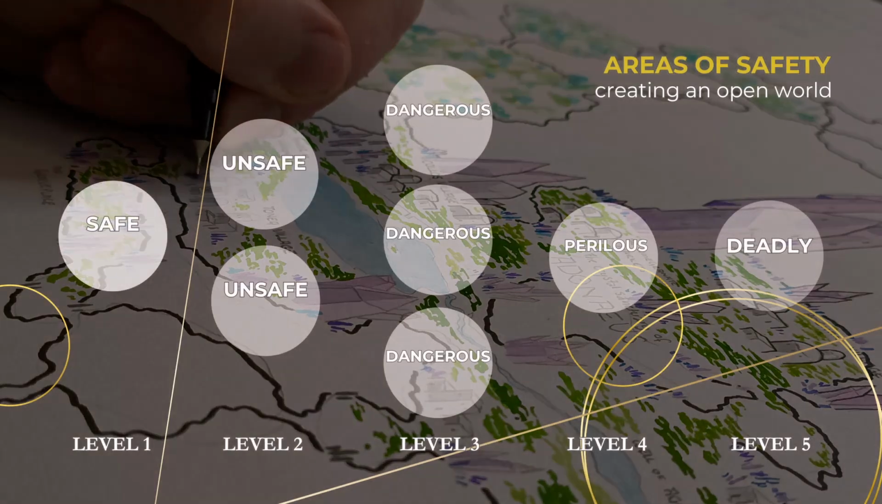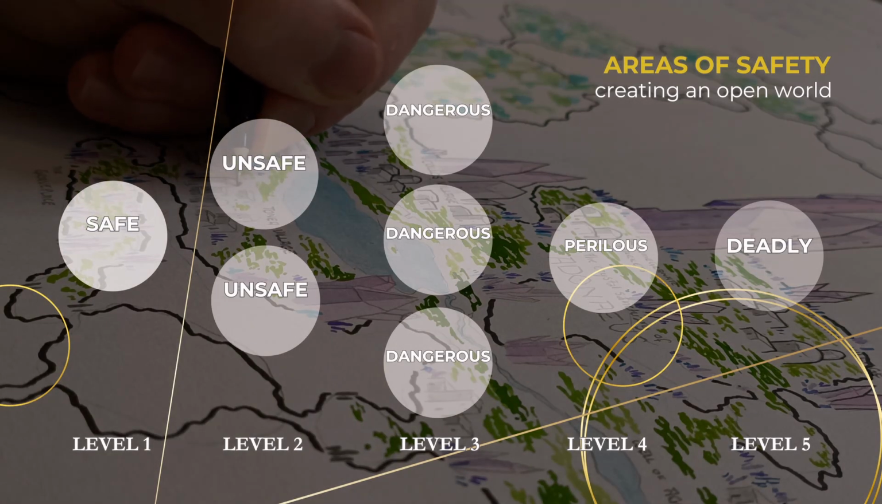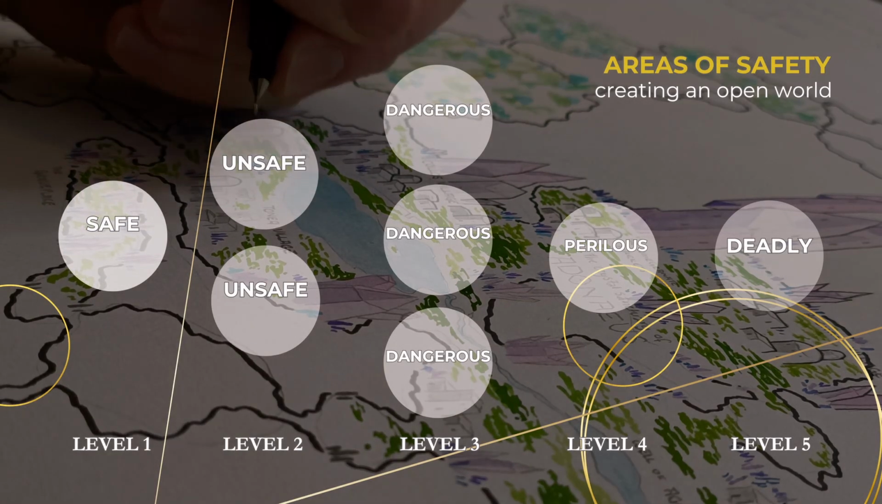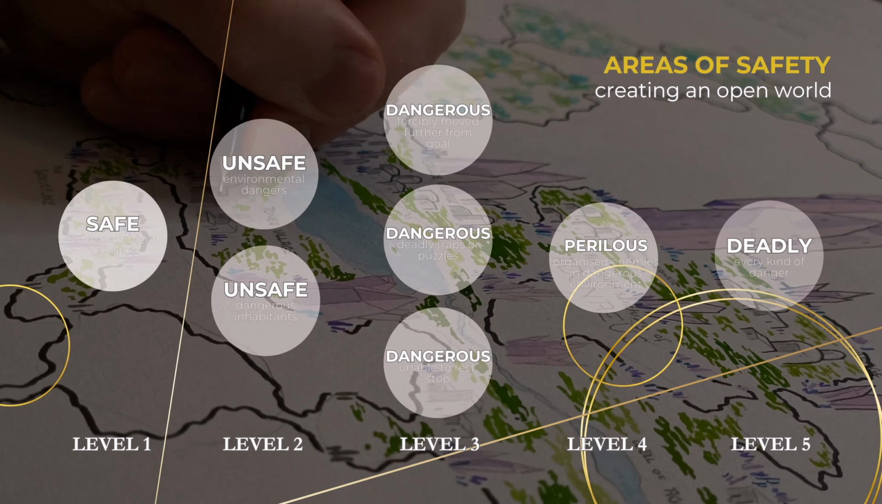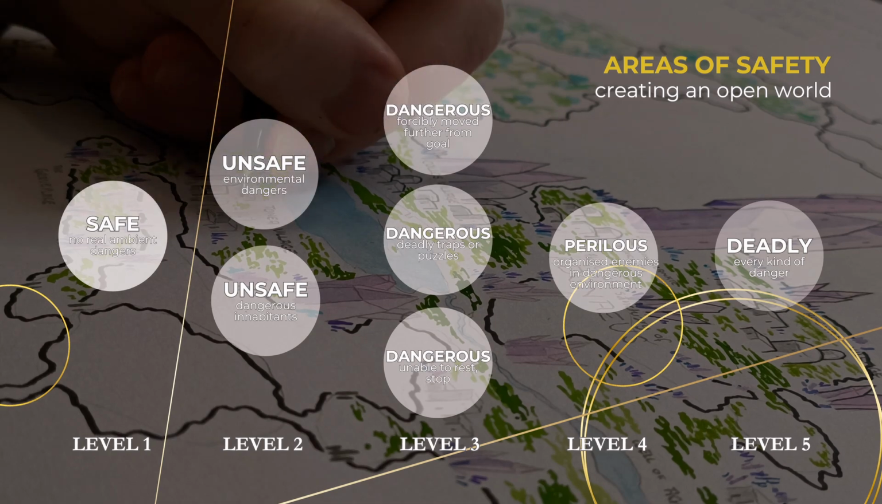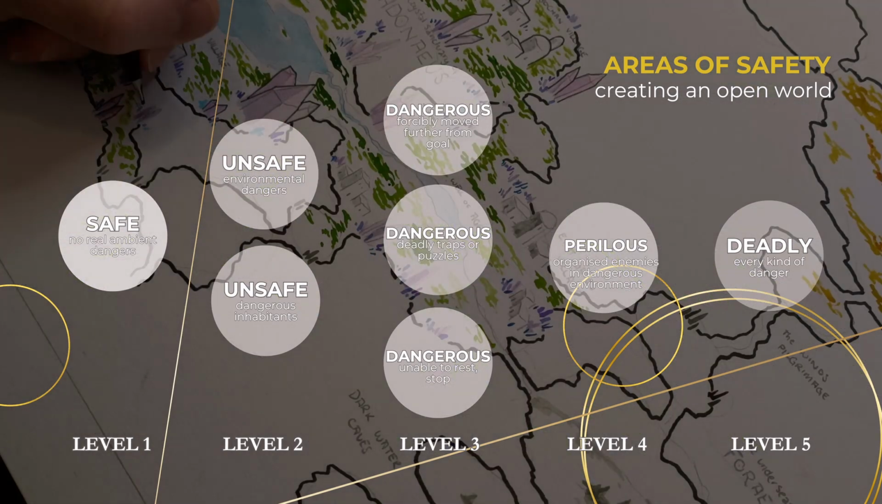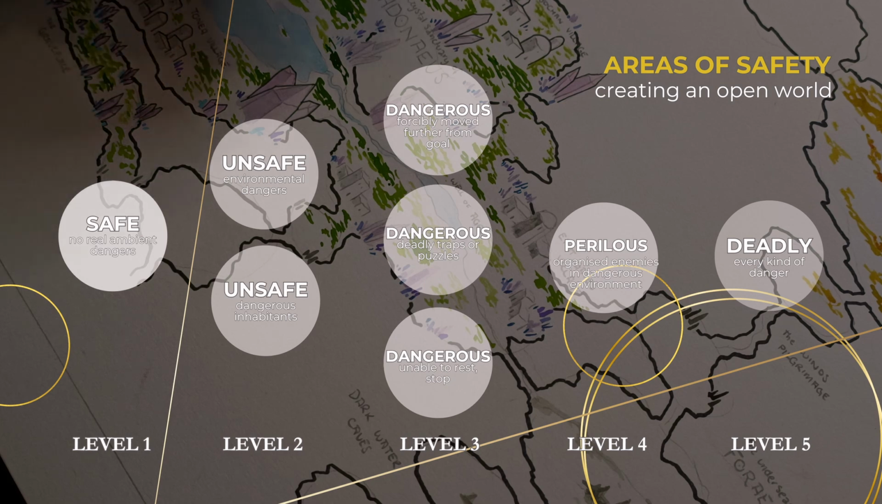Let's bring this back. I've used those for this board here and kind of illustrated levels of danger that you can bring in. So a safe area has no real ambient or active dangers. An unsafe area is something that has environmental dangers, as in that's not going to chase you, but it is something that you need to overcome in order to pass it. Dangerous inhabitants are the same. They're going to stay in their area, but you need to figure out a way to get past them.